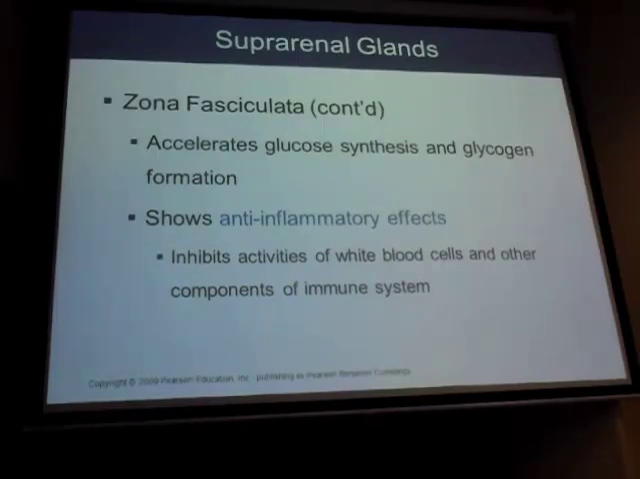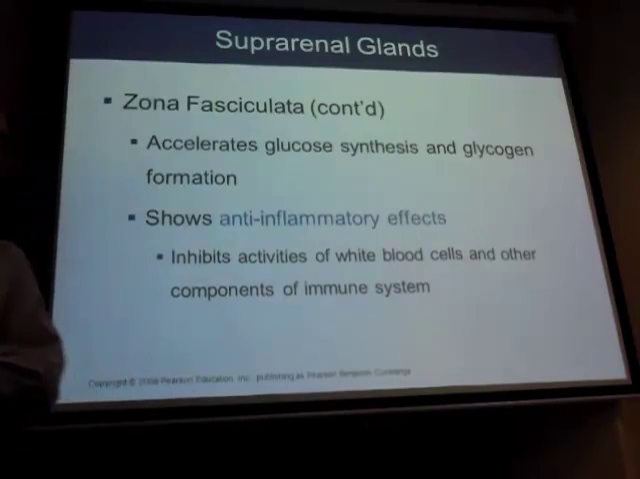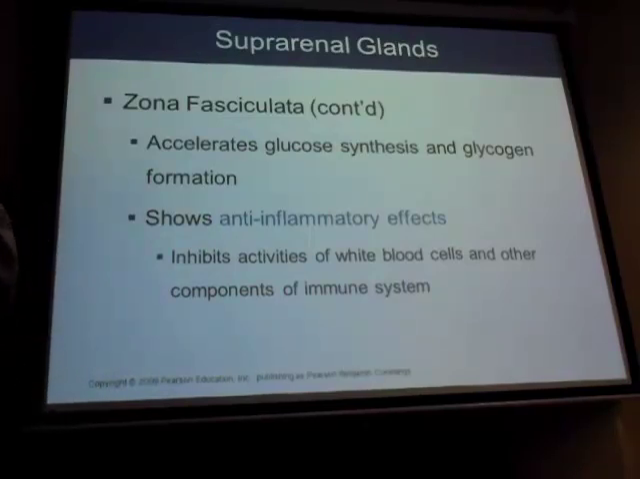Another thing as well is it's anti-inflammatory. That's why sometimes when people have arthritis in their joints, which unfortunately I'm already getting, they take cortisone injection because it's anti-inflammatory, it fights those cells there. It talks to you a little bit more about the immune system and things. But I just want you to know it has two functions. It's going to regulate the sugar levels during times of stress, and it also has an anti-inflammatory effect.